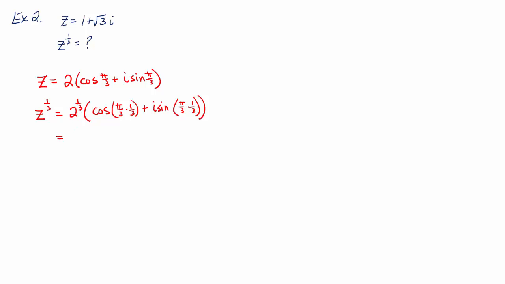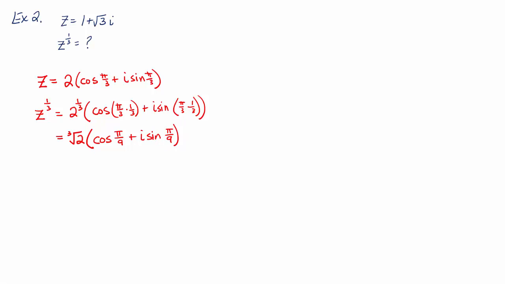It depends on how you prefer to write this answer. 2 to the 1/3 power. It's the same thing as cube root 2. Some people prefer writing it as the cube root. I don't think one is better than the other necessarily. For our angle, that's going to simplify to pi over 9. And now we're in a situation where I don't know the cosine or sine of pi over 9. Let's leave our answer in trig form. Okay, so there's our answer.